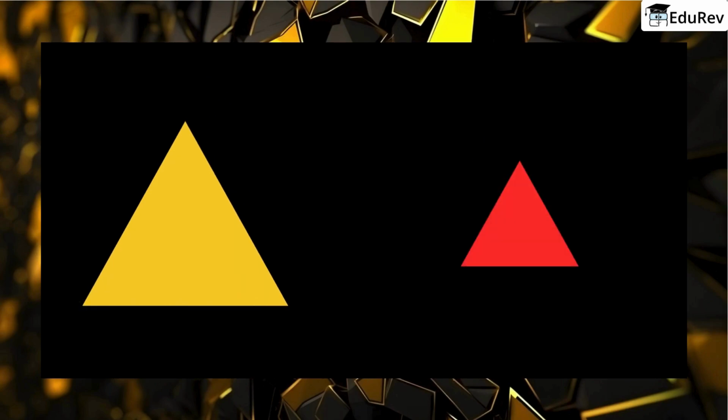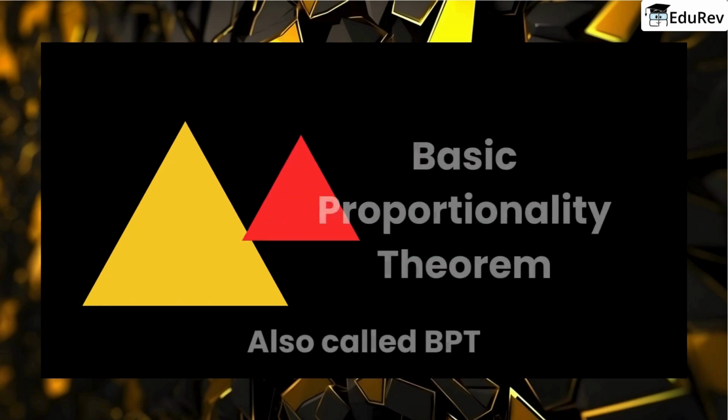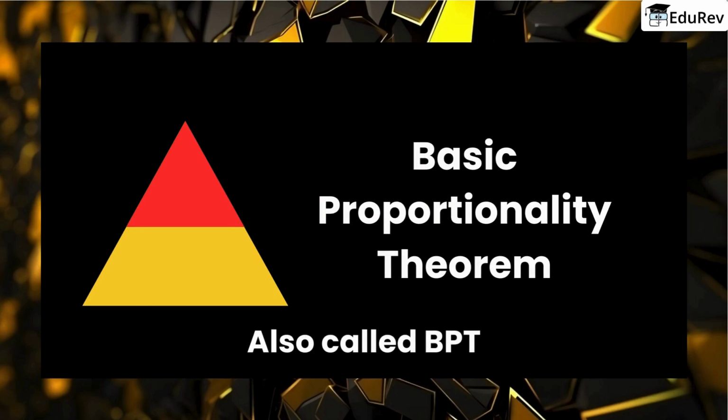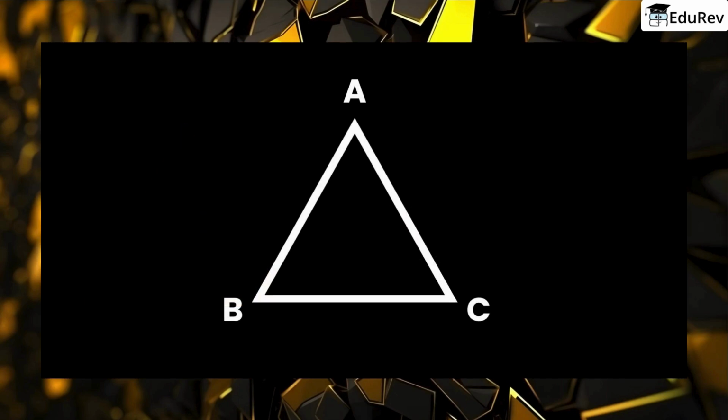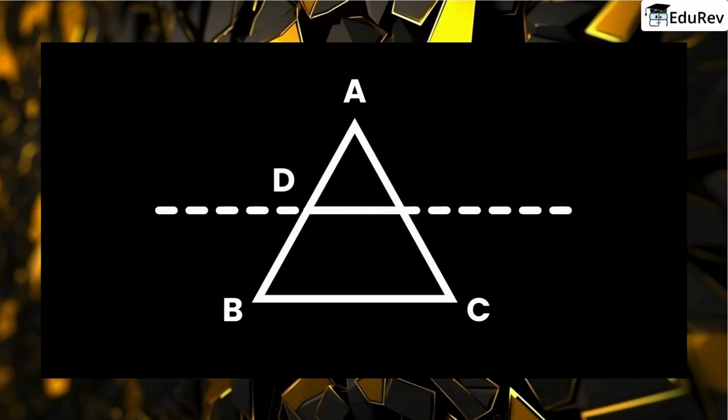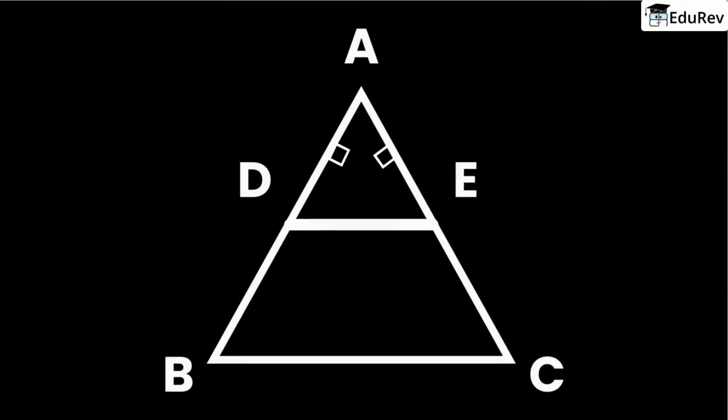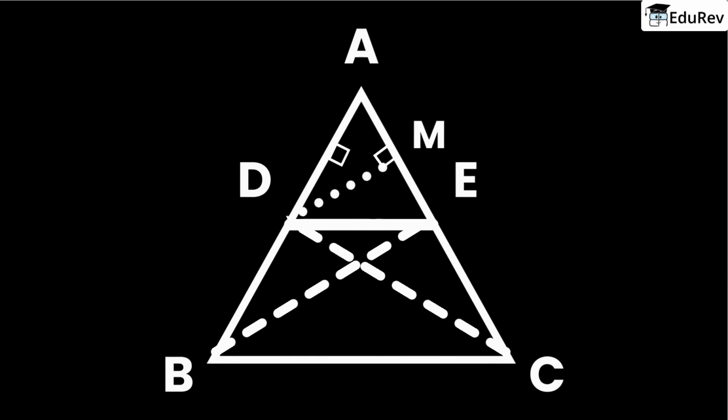Now let us try to derive a relation of two triangles. It is called the basic proportionality theorem. Let us assume a triangle ABC in which a line parallel to side BC intersects the other two sides, AB and AC at D and E, respectively. Let us join BE and CD and then draw DM perpendicular to AC and EN perpendicular to AB.